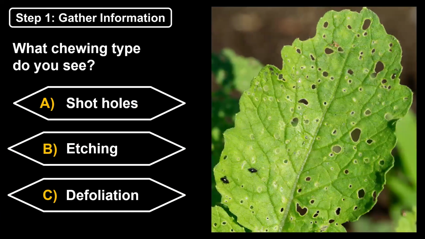Now we also learned about different types within these categories. So we're seeing chewing, but what type of chewing are we seeing? We can remember back about those different types. We have 3 different options here: shot holes, etching, and defoliation. Which do you think it is?